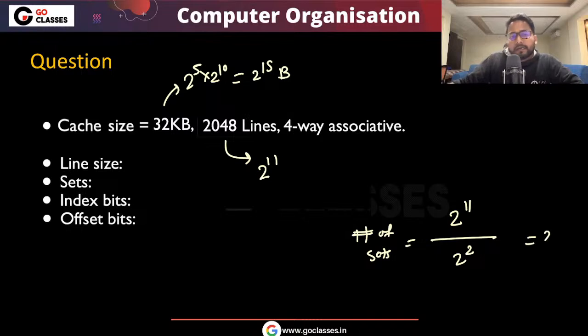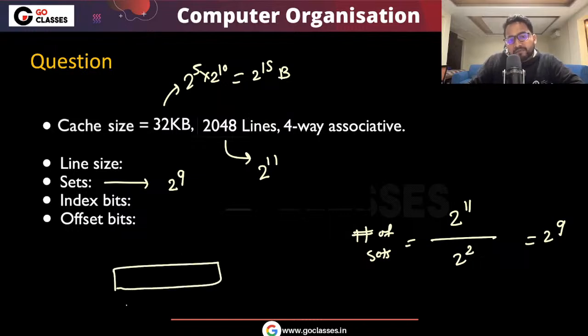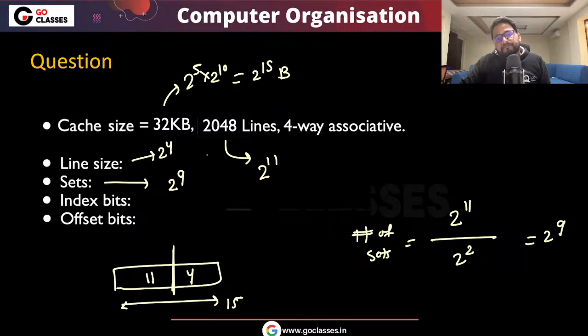2 power 9, right? So number of sets are 2 power 9. Line size. Okay. So they are saying cache is 2 power 15 bytes. These many lines are there. So what will be the line size? You can say the cache you will be dividing into two parts. This is 15, right? Now these are the lines. So line number is 11 anyway. This is 4. So line size will be 2 power 4 bytes.